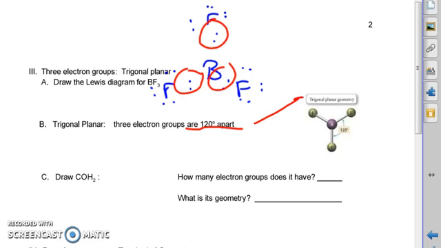It is trigonal planar. So you probably can see the triangle going on right here, and it's in one plane. You might remember your geometry like we did for the linear, 2 points determine a line, 3 points determine a plane. So it's trigonal planar. You have 3 electron groups, trigonal planar. So let's try this next one, COH2.